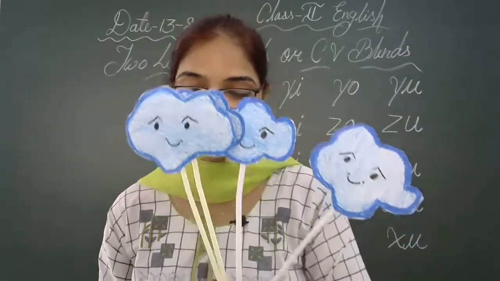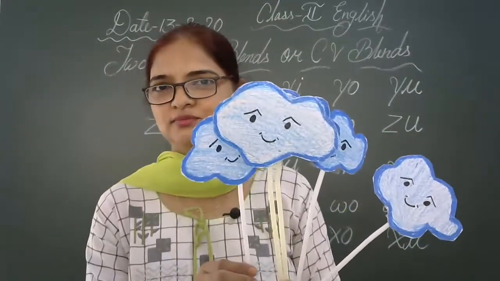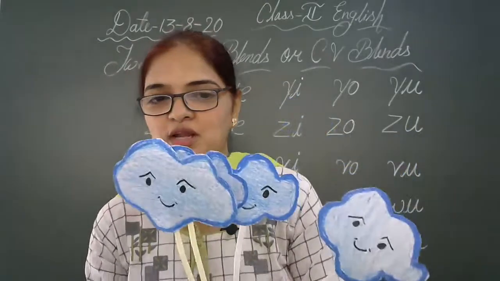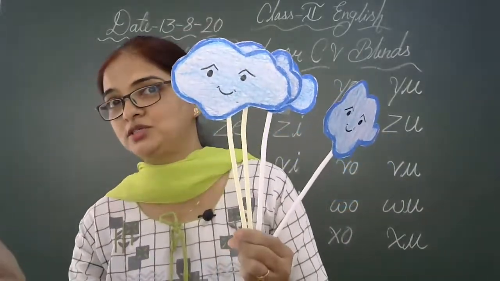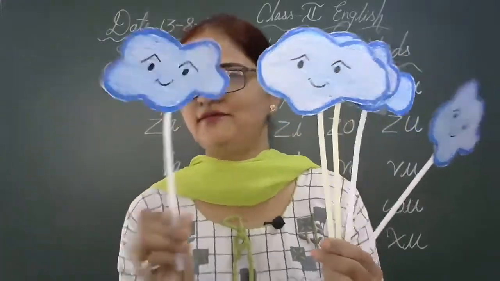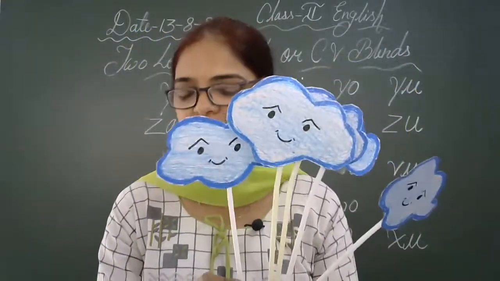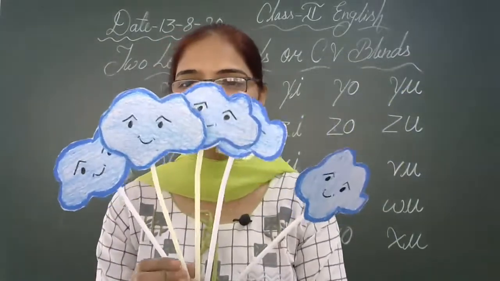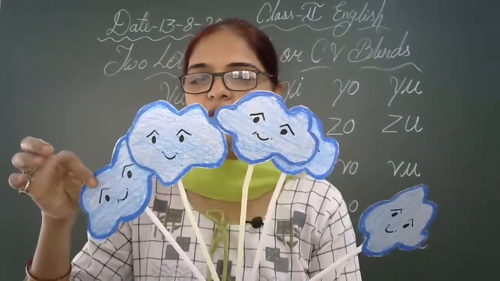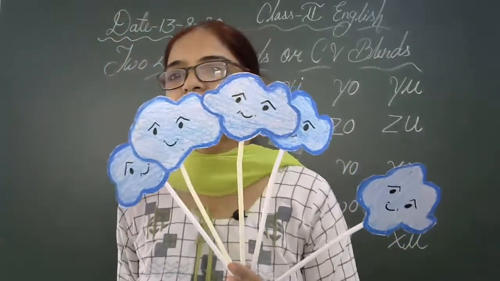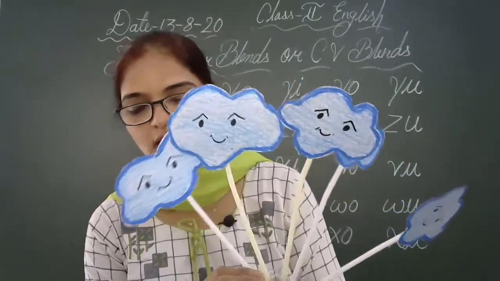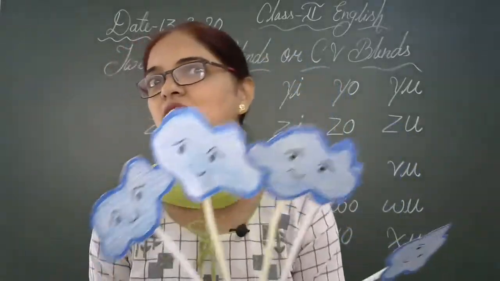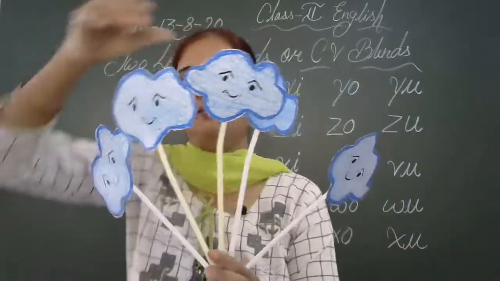Now another little cloud joined them very quickly. When these four clouds decided what to do, another little cloud joined them very quickly, meaning very fast. So how many clouds do I have now? Count it. As four clouds decided what to do, another little cloud joined them very quickly. How many clouds do I have now?